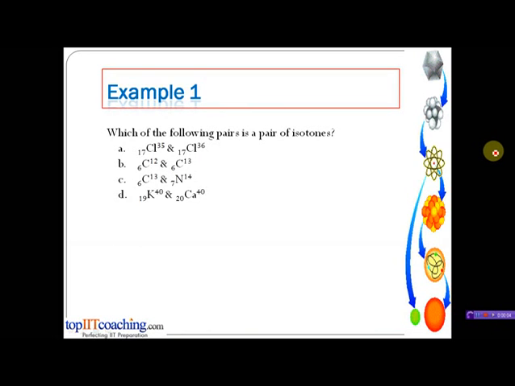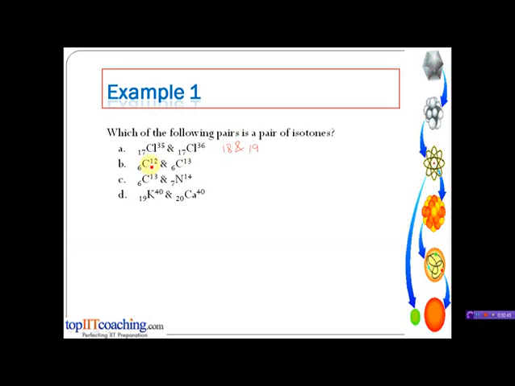Let's take an example. Which of the following pairs is a pair of isotones? So 4 pairs of nuclides have been given to us, and we know that isotones are those nuclides which have the same number of neutrons. So first of all, let's calculate the number of neutrons in each pair. In the first pair, it is 35 minus 17, that is mass number minus atomic number. So the number of neutrons will be 18. And chlorine 36 will have 36 minus 17, that is 19 neutrons.